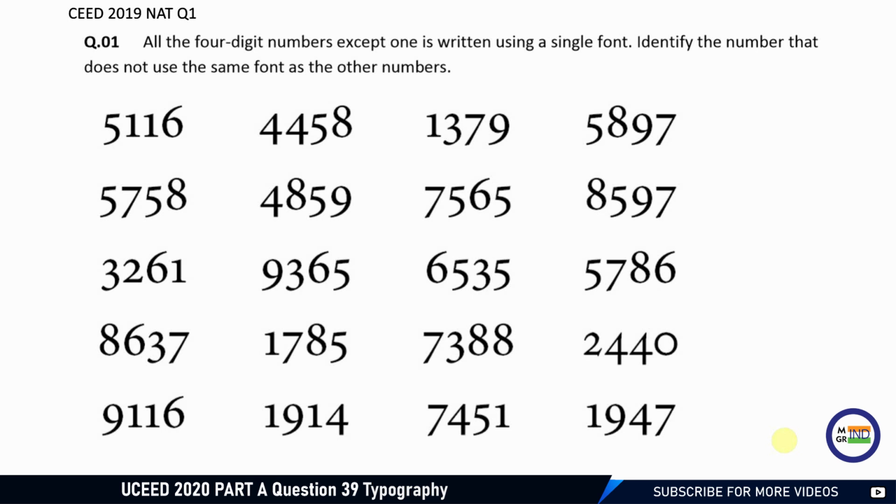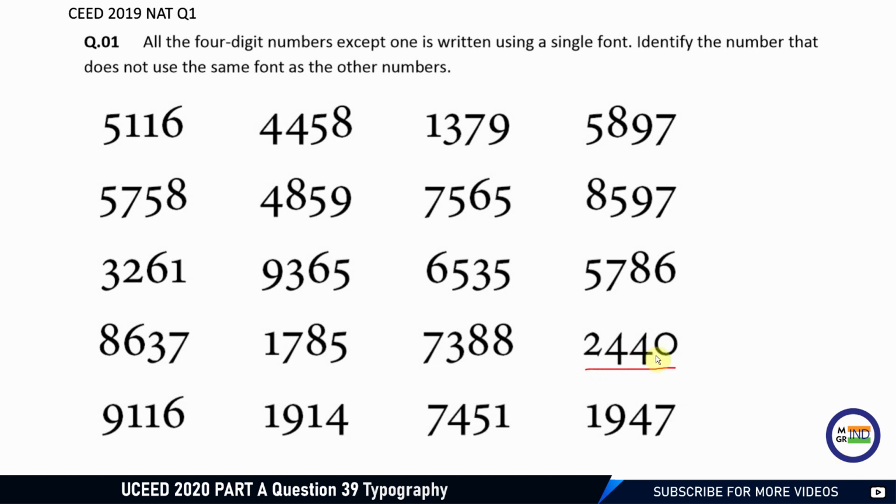So now coming to UCEED 2019 question 1. All the 4 digital numbers except one are written using a single font. Identify the number that does not use the same font as the other numbers. We need to identify the number that does not belong to the same font. So our answer is 2440.